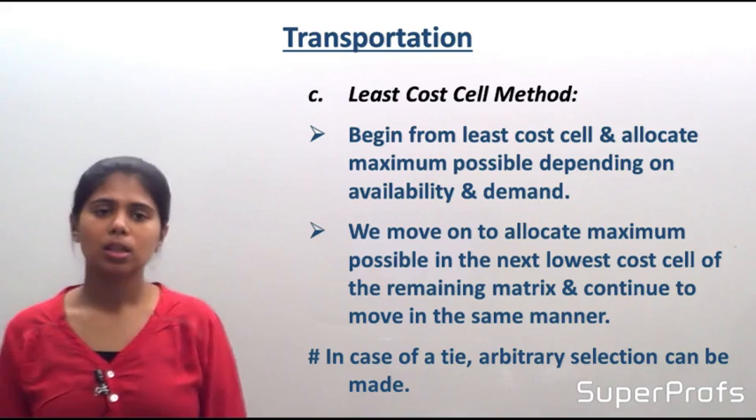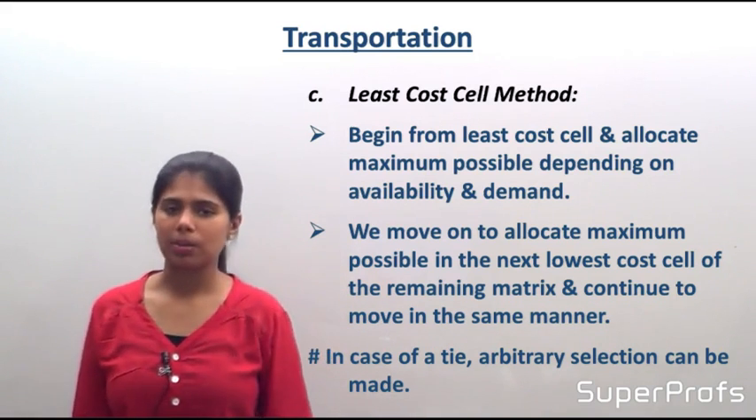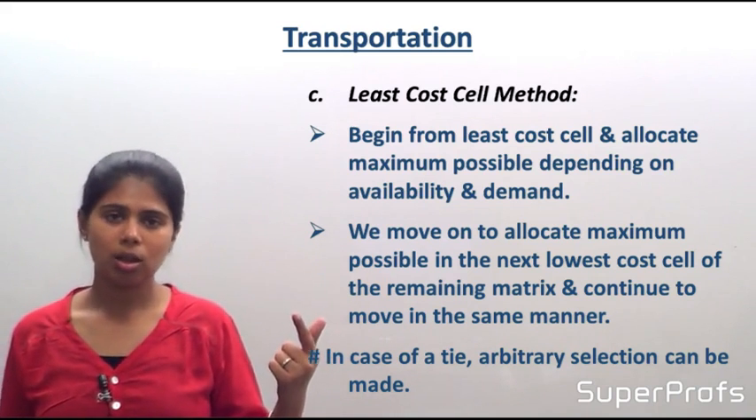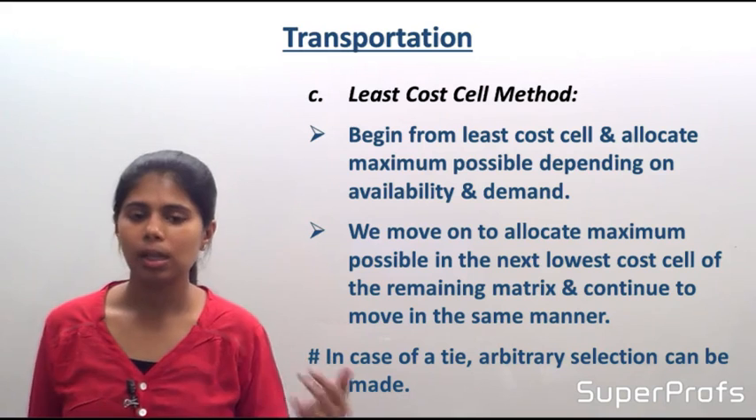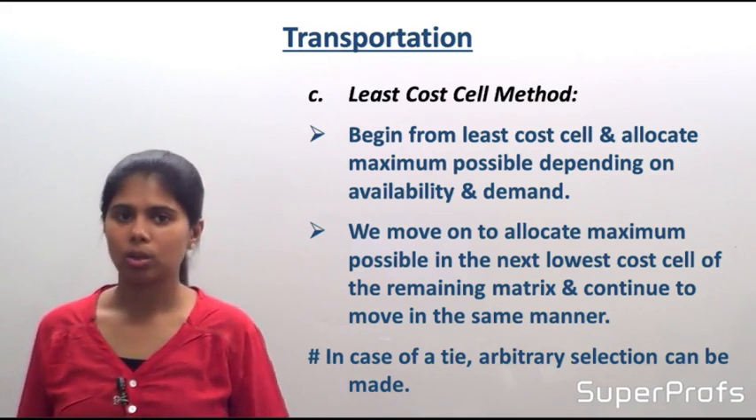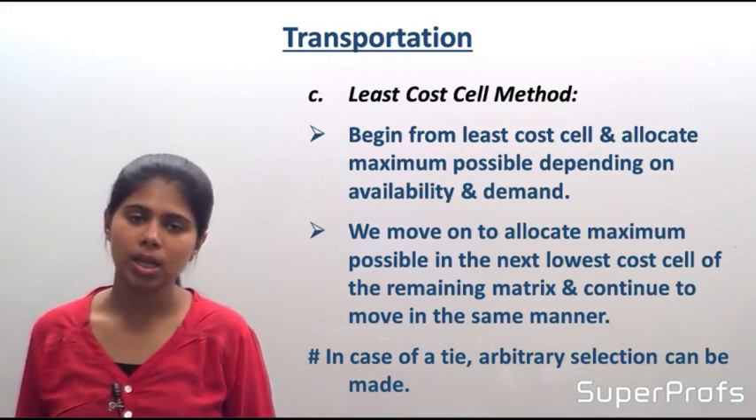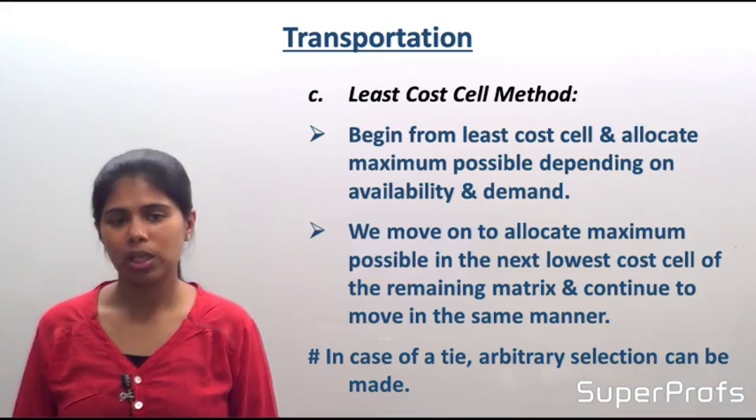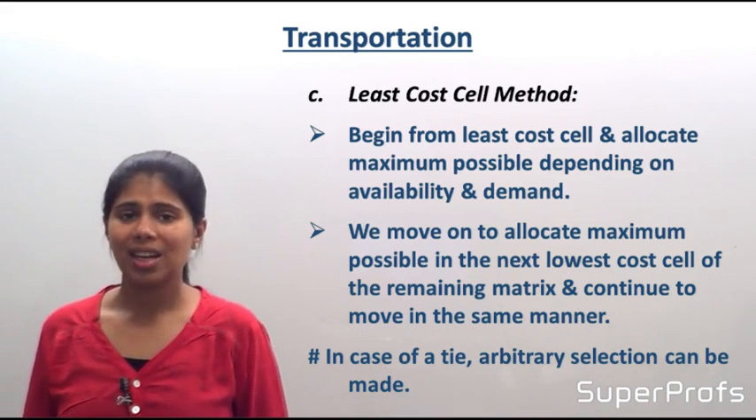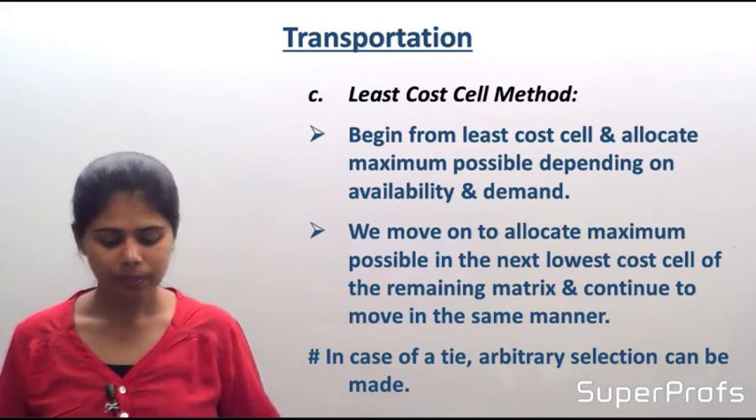So those are the three methods of initial basic feasible solution, or IBFS: Vogel's approximation method, the northwest corner rule method, and the lowest cost cell method. The other two, the northwest corner rule and the least cost cell method, are pretty easy to understand, and that is why mostly what is required in the exam is Vogel's approximation method. It is very rarely that these other two methods are asked for in the exam.